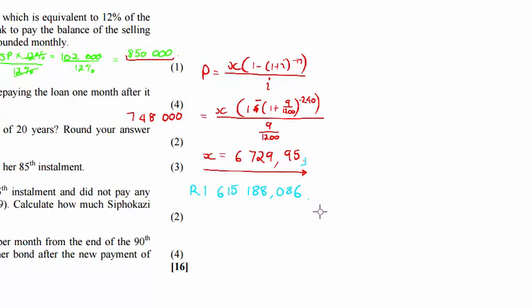Okay, that's just how much you paid. How much of that was interest? So what must we take away? How much of this was not interest? How much was actually just loan? Minus 748,000.